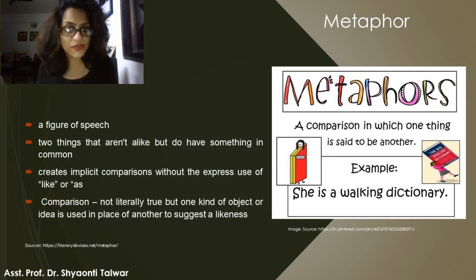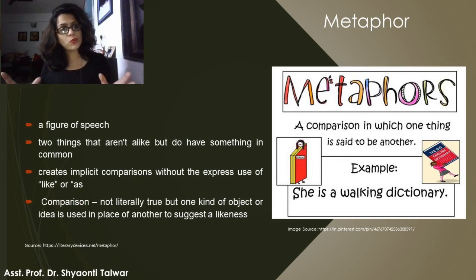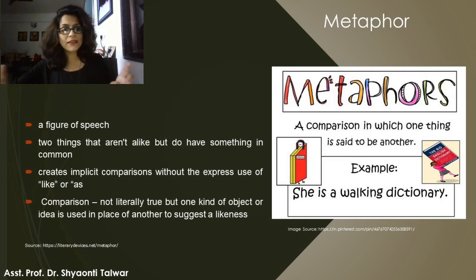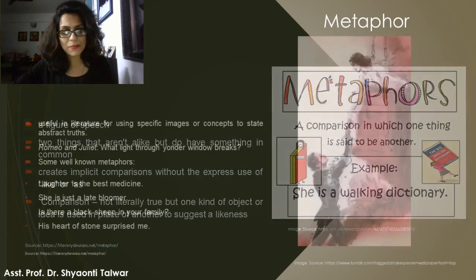another situation, right? Therefore, metaphor is known to create implicit comparisons without the express use of the words like or as. So the comparison is not a literal comparison, but one kind of object or attribute or an idea is used in place of another. It is used to substitute another to suggest a likeness. So it just suggests a likeness. It does not say that these two are exactly the same, it just suggests a likeness.